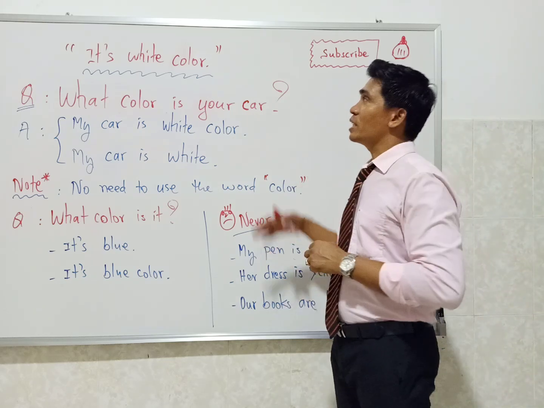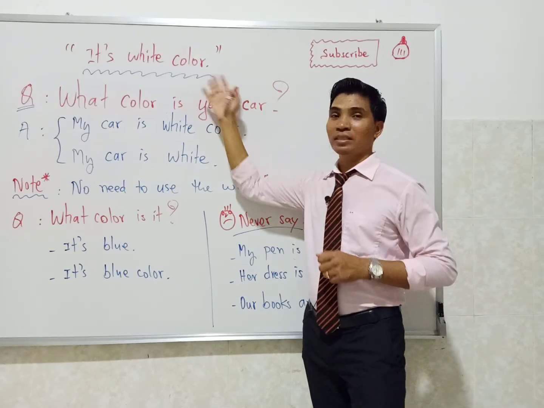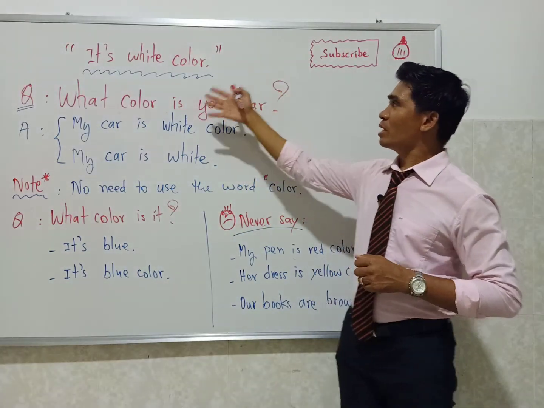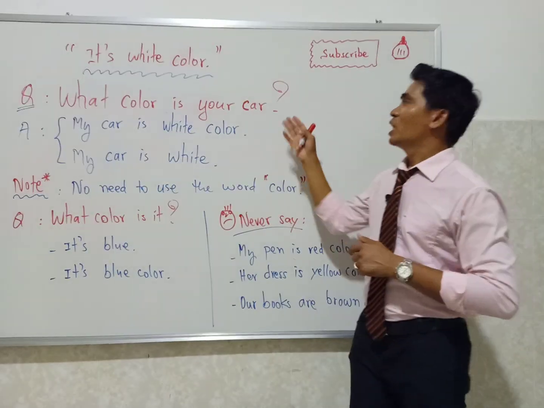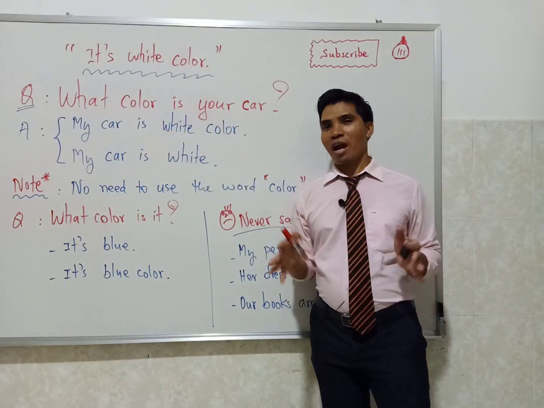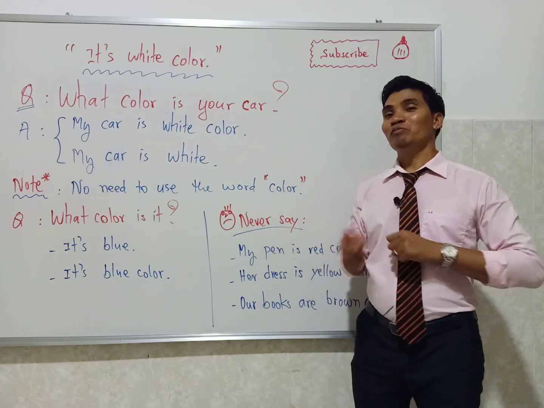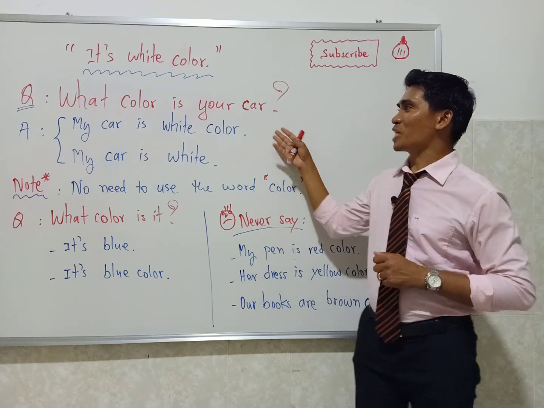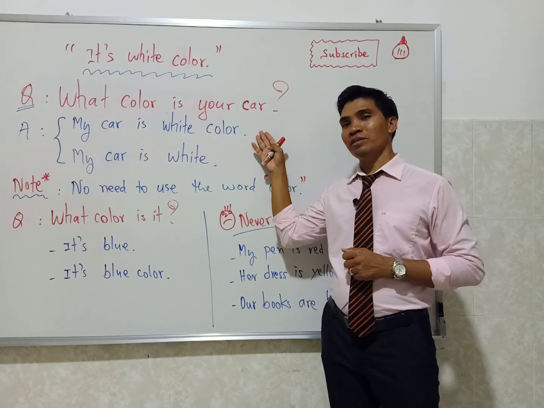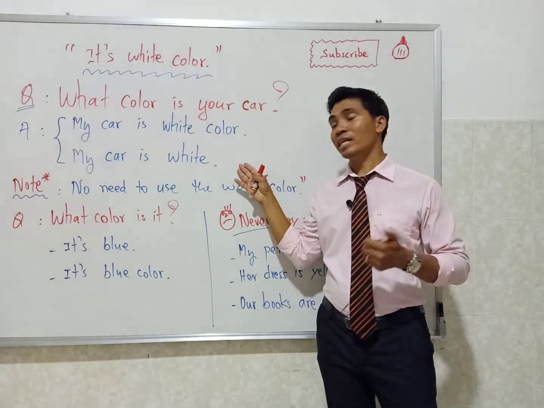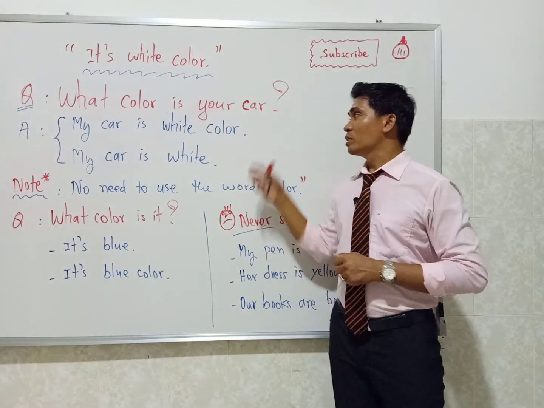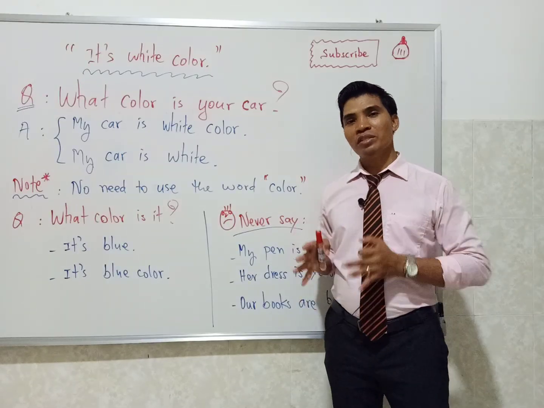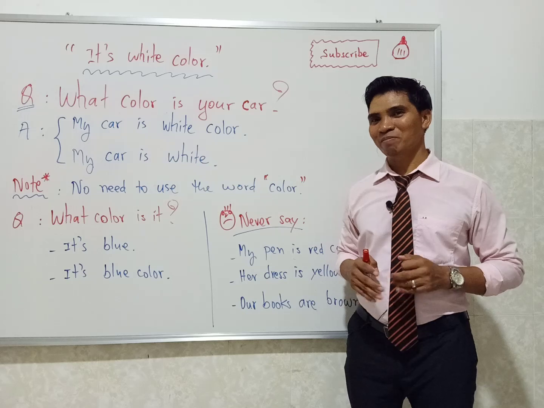Okay, so here is the lesson of the day. The title is It's white color. Okay, and I have one question. What color is your car? And then I have two possible answers. The first answer is my car is white color, and the second one is my car is white. So which one is right English and which one is wrong English?